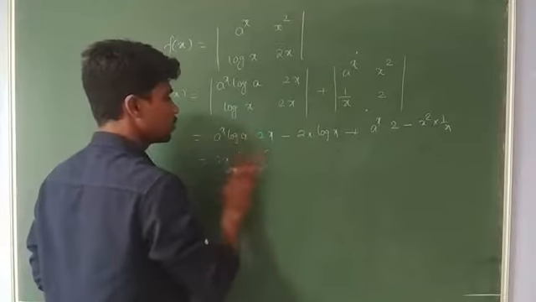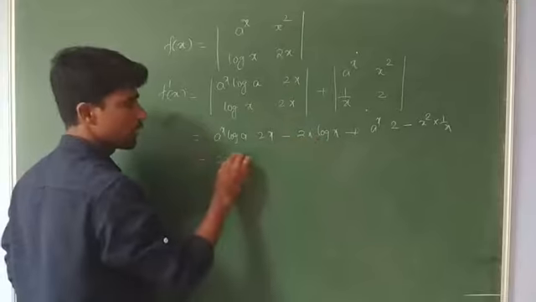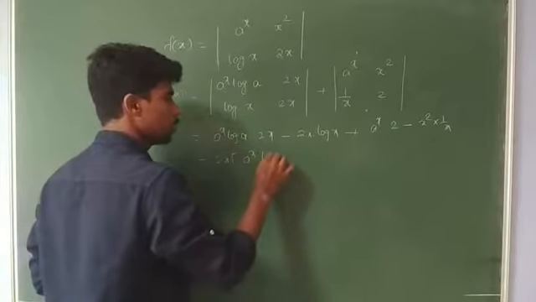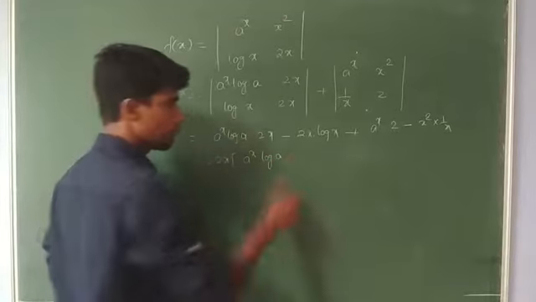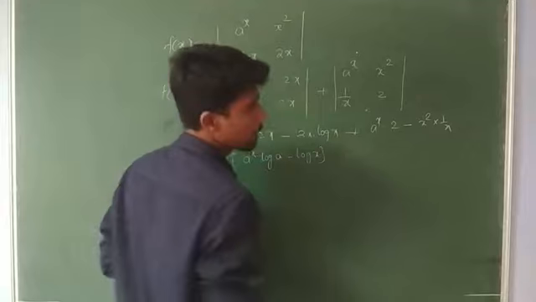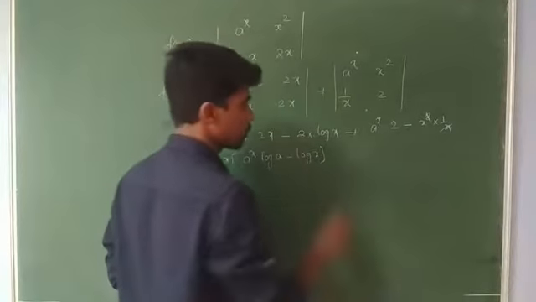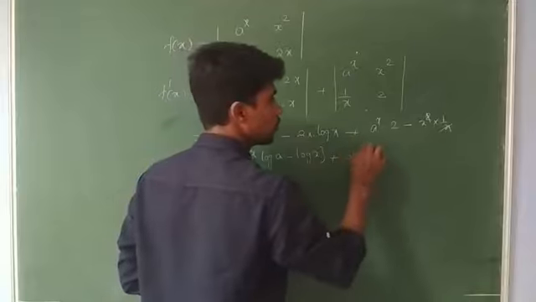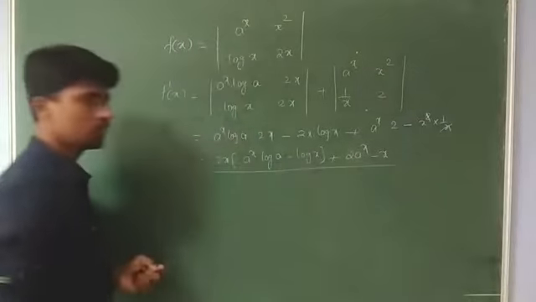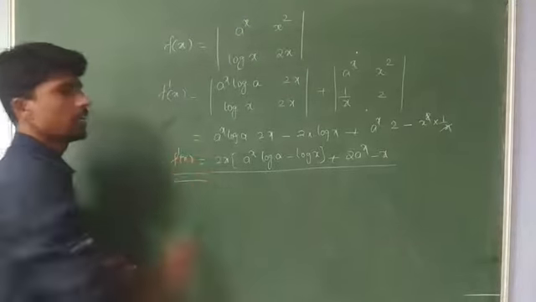So what I can do is take just this 2x common, the rest a power x into log a minus log x. In these two, x gets cancelled here in x square, x times, plus 2 into a power x minus x. So this gives the answer, which is nothing but f dash of x.